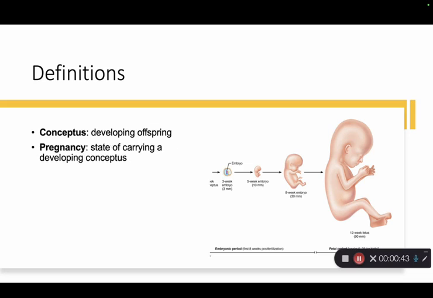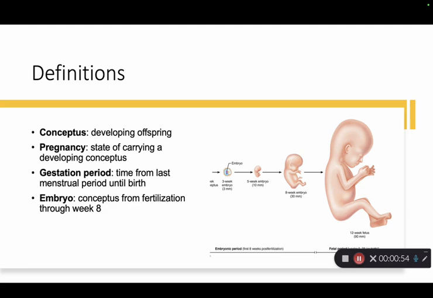The term conceptus refers to developing offspring, regardless of stage. Pregnancy describes the state of carrying a conceptus. The gestation period begins from the last menstrual period and continues until birth. And we define the embryo as the conceptus up through week 8, and from week 9 onward, it becomes a fetus. These distinctions are fundamental when correlating developmental stages to clinical practice.